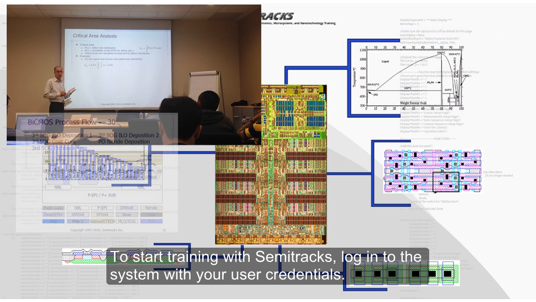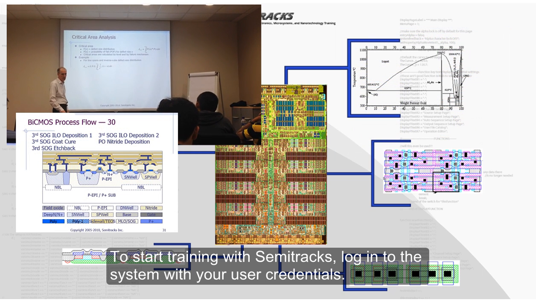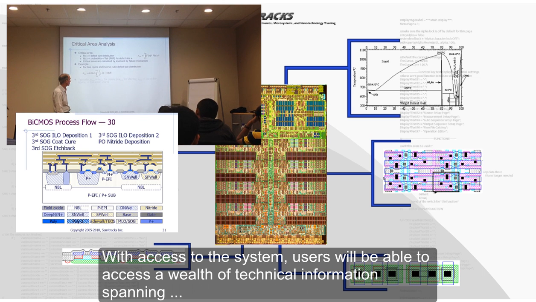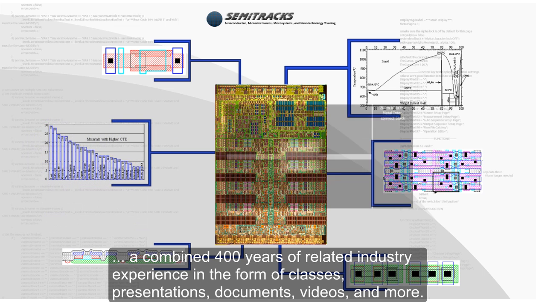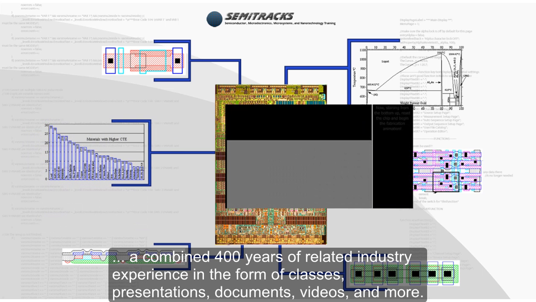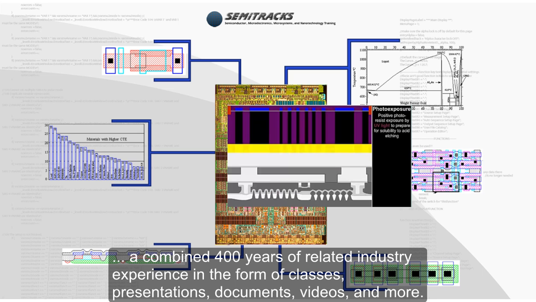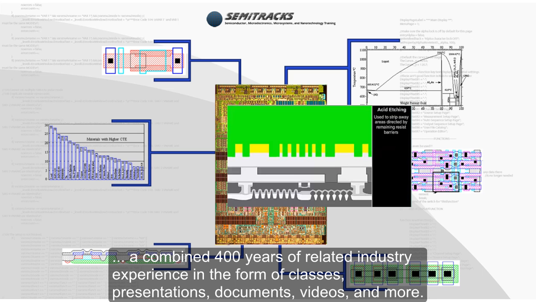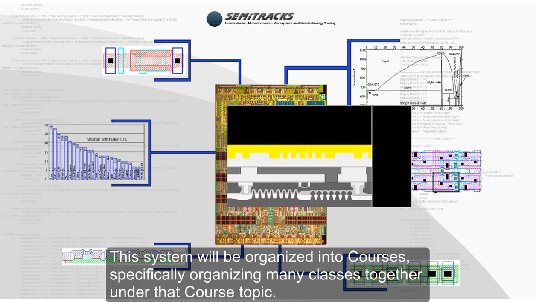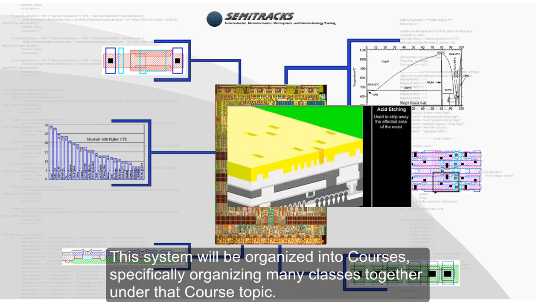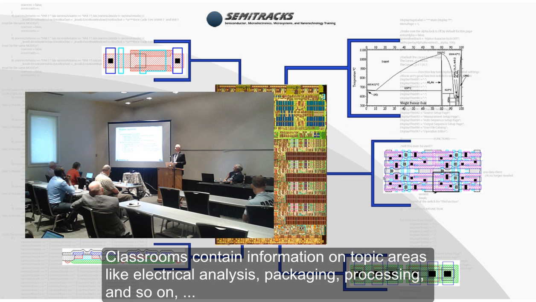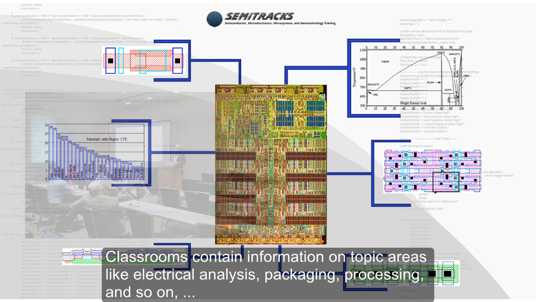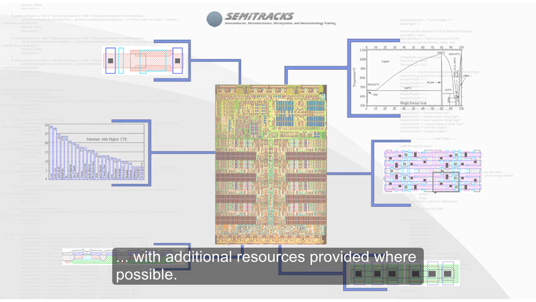To start training with Semitracks, log in to the system with your user credentials. With access to the system, users will be able to access a wealth of technical information spanning a combined 400 years of related industry experience in the form of classes, presentations, documents, videos, and more. This system will be organized into courses, specifically organizing many classes together under that course topic. Classrooms contain information on topic areas like electrical analysis, packaging, processing, and so on, with additional resources provided where possible.